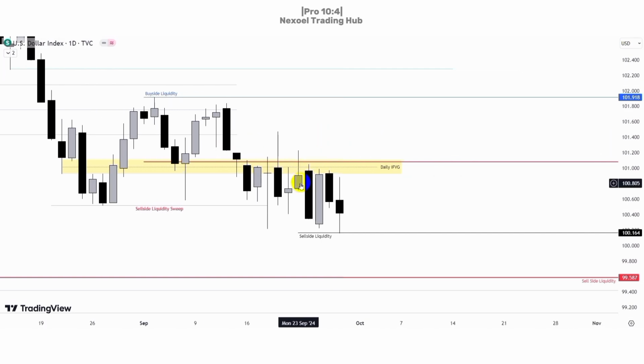And then we saw price on Monday push to the upside, mitigated the 50% of this candle week into this liquidity void. And then you can see we have the fall of price, and price took out last week's sell side liquidity. So for the coming week, we are still expecting more bearish move of price to the downside to take out this sell side liquidity.